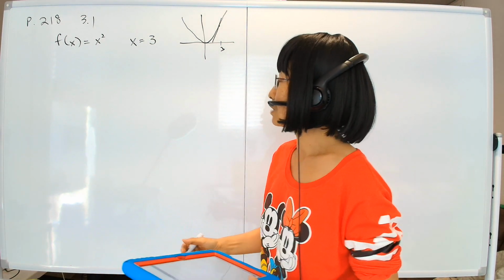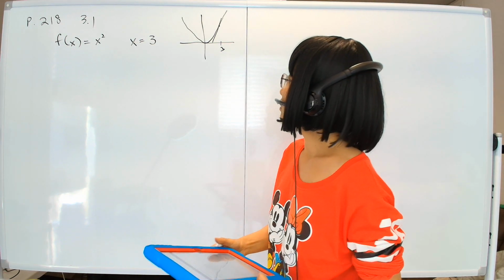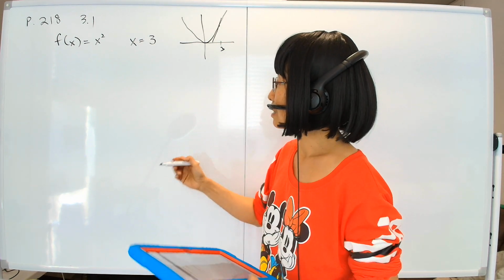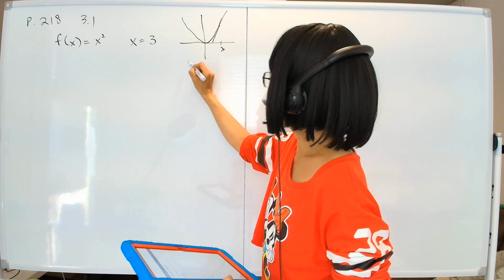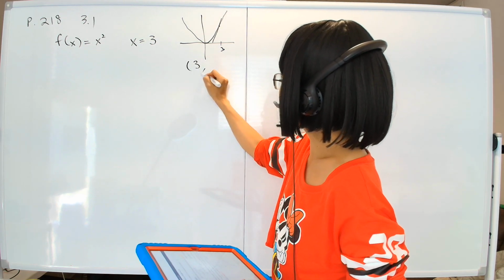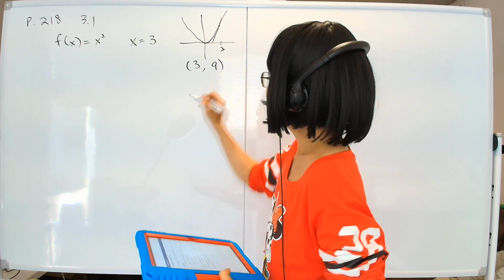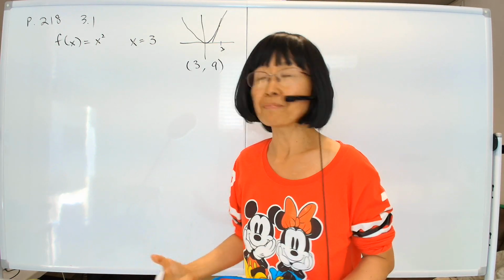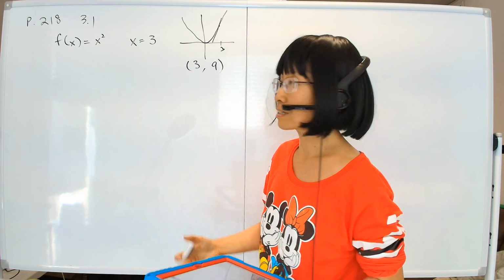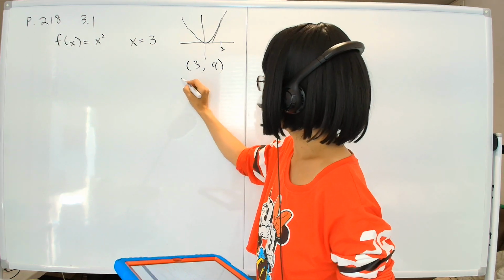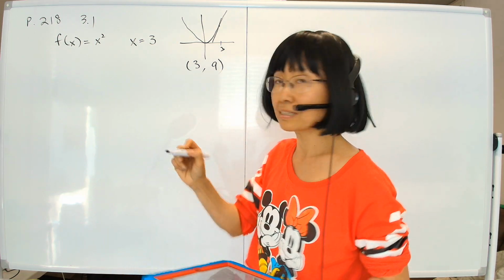Now, to find the equation of a line, it's good that you have one point. What point do you have? Well, you have the point where x is equal to 3 and y is 3 squared, which is 9. So you have a point, and now you just need to find the slope. And when you find the slope, then you can use the so-called point slope formula. And what is the point slope formula?